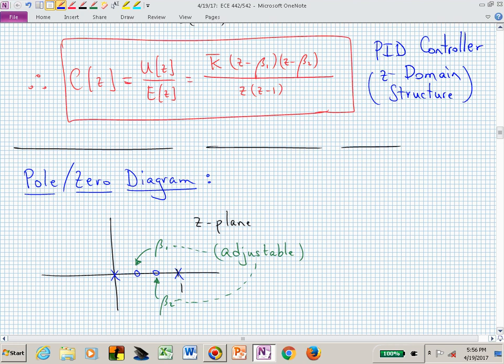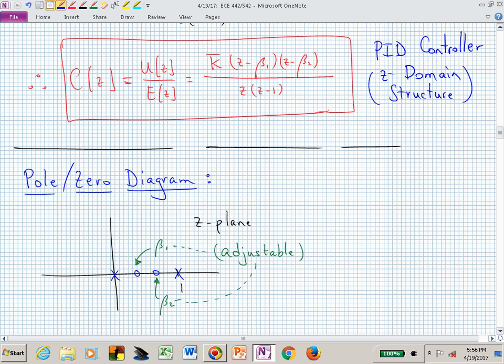Which means then in a PID controller, this is what you have to work with. You have a fixed pole at the origin, you have a fixed pole at 1, but now these zeros can be adjustable and they can be complex conjugate. Those zeros don't have to be real. They could be off the real axis, and that might be of advantage to you. What you have the ability to do is then locate those zeros.